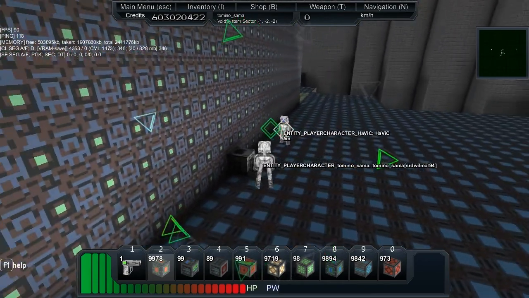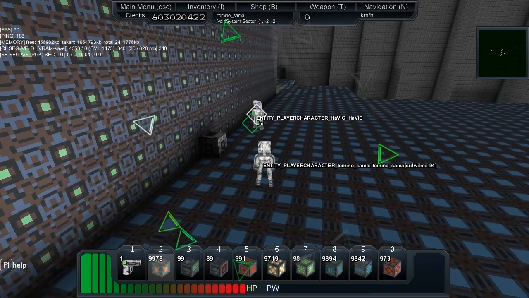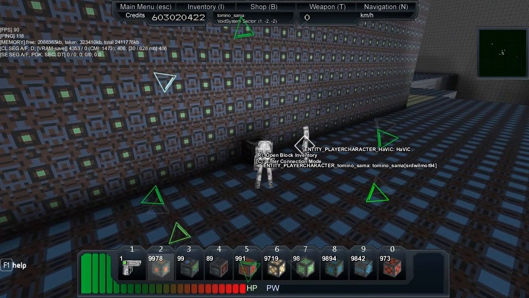So what does it do now? Does it just only produce a level one amount? Yeah, it only produces the level one amount, and it will stay there. It'll never level up like that.